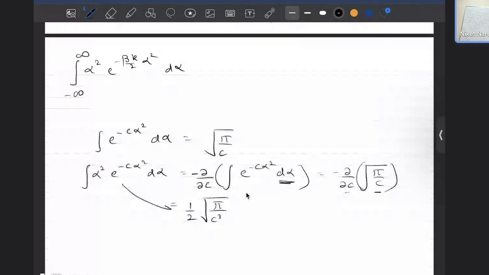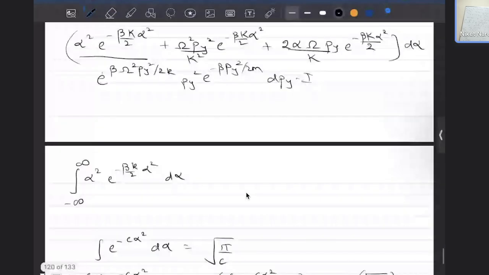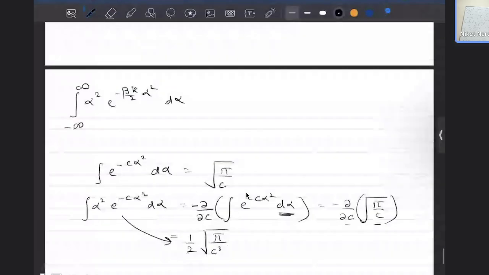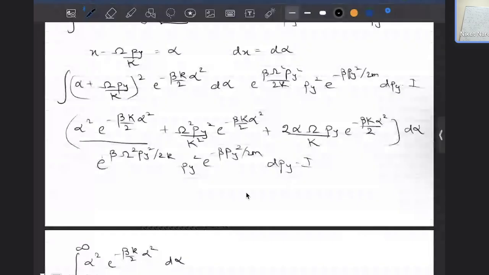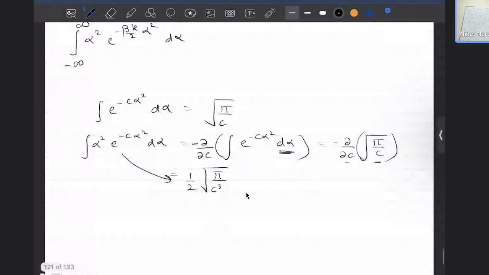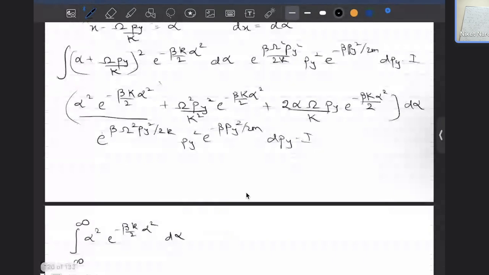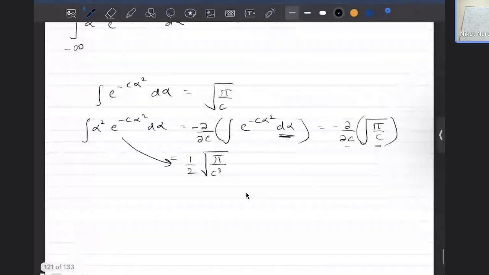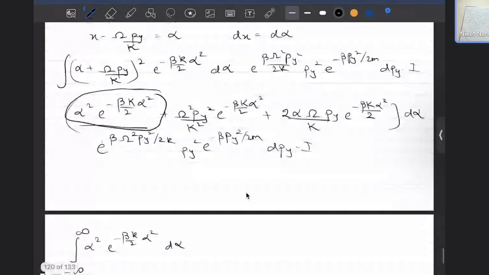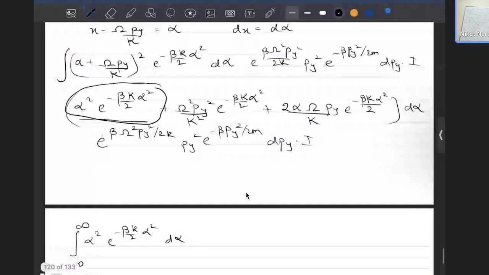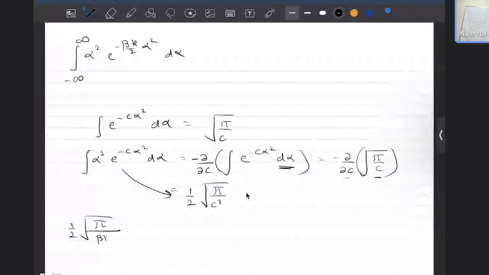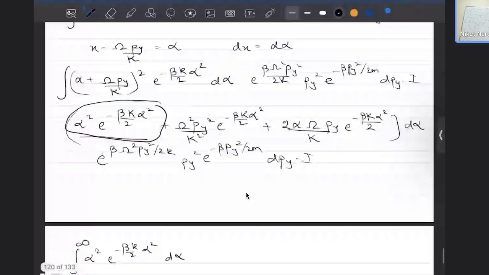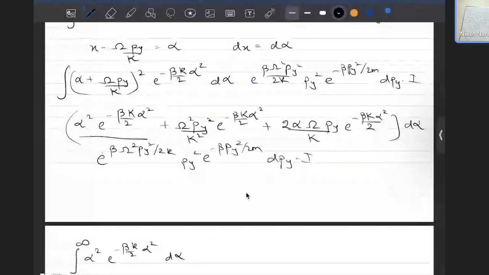So this is my first integral, where c is simply beta kappa by 2. I'll directly write down the values of these integrations now. The first term becomes 1 by 2 square root of pi divided by c cube, where c cube is beta cube kappa cube by 8, that is, beta kappa by 2 the whole cube. This is what I'll write for now. The first term I've written down. Now I'll write down the second term.